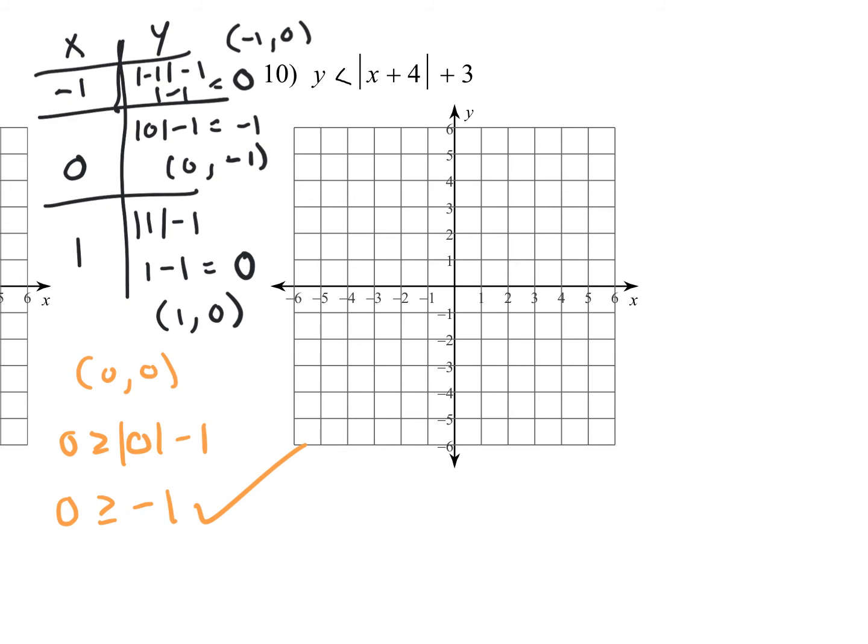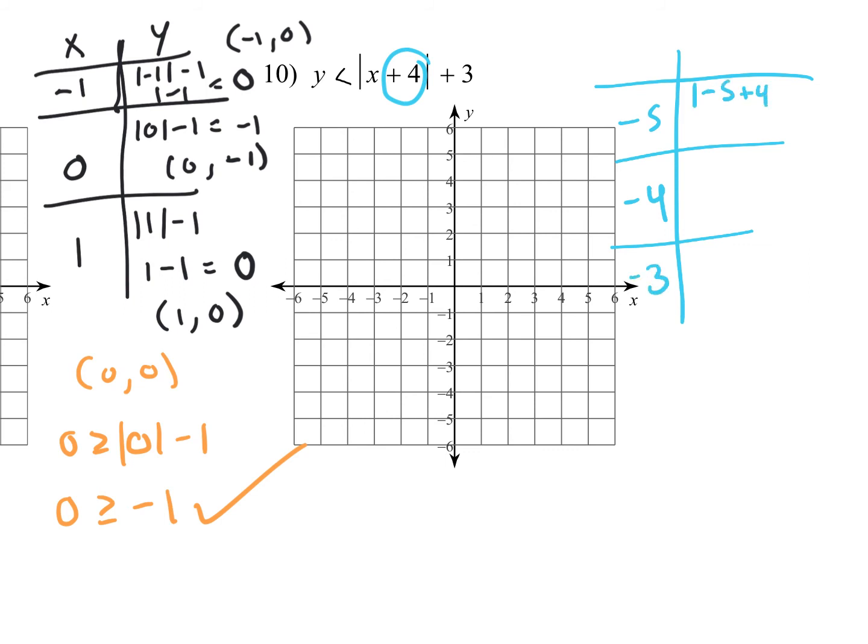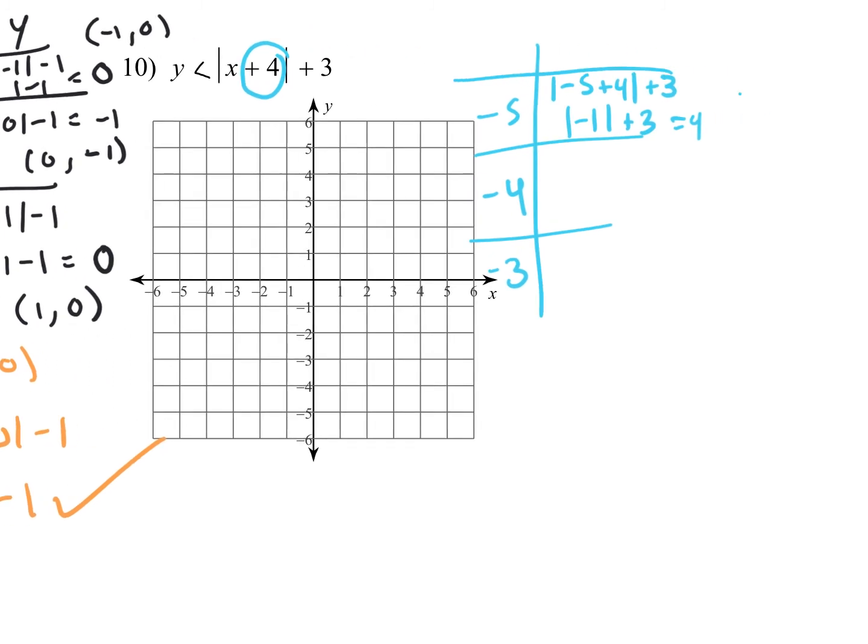Alright, so what's my middle number going to be? Awesome, negative 4. Because I have a plus 4 on the inside, so I just changed the sign to negative 4. What's a number smaller than negative 4? And a number bigger than negative 4? Negative 3. So let's plug in negative 5. Negative 5 plus 4 plus 3. What's negative 5 plus 4? And what's the absolute value of negative 1? And 1 plus 3? 4. So I plugged in negative 5 and got 4. So go to the left to negative 5 and up 4.